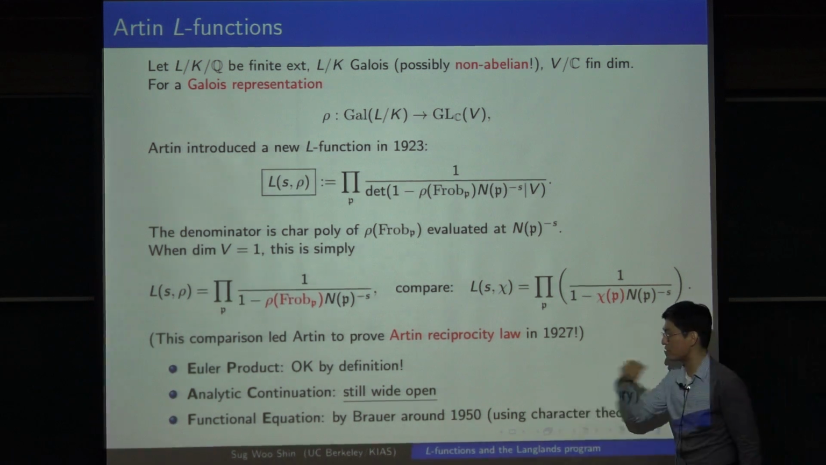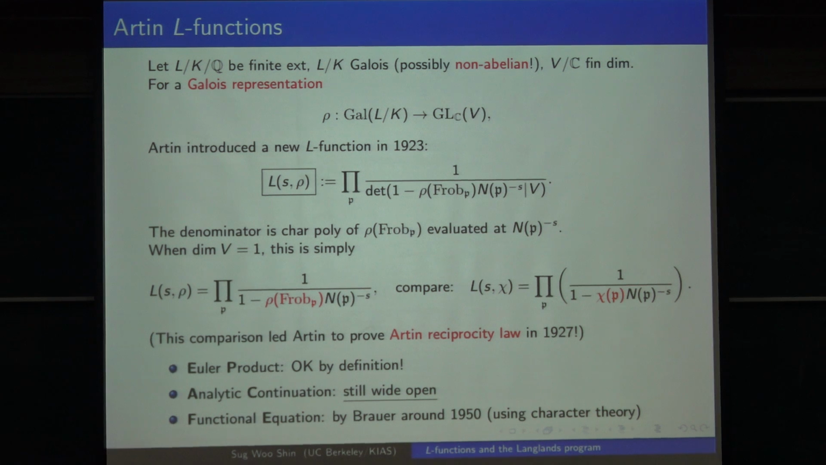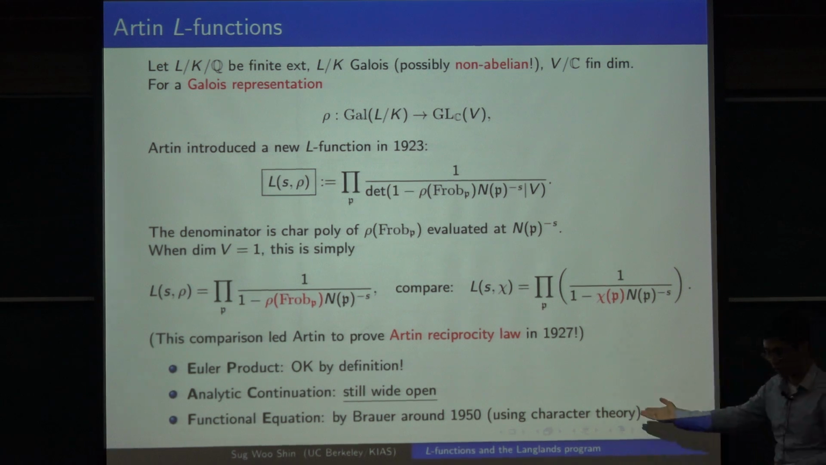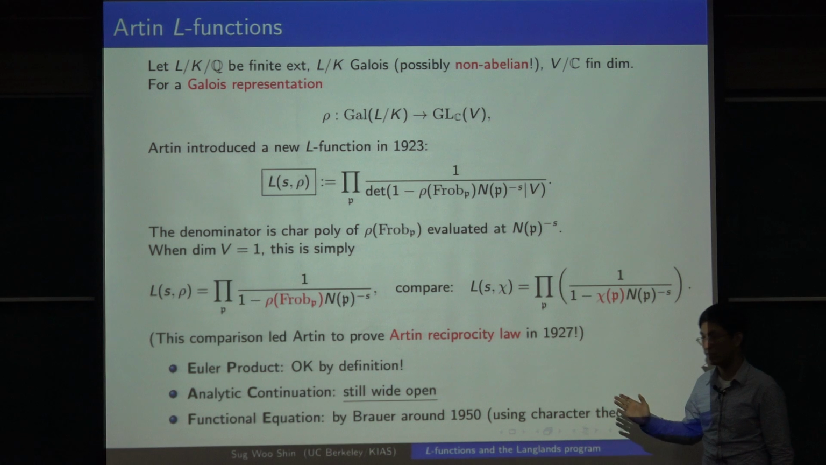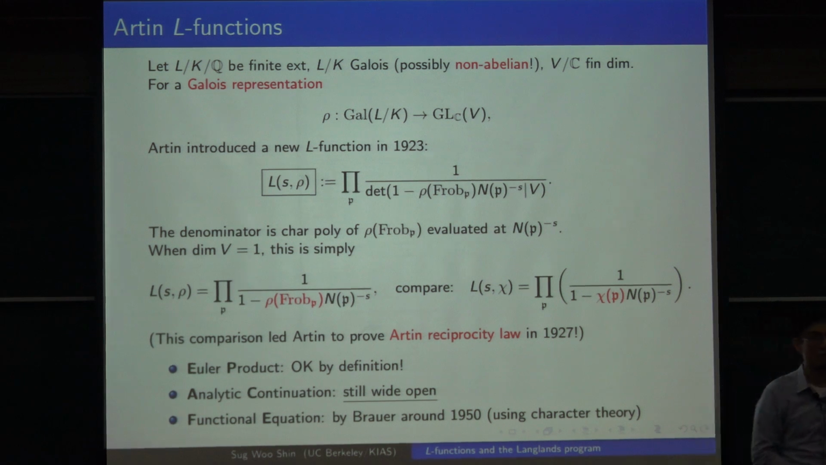And the functional equation was proven by Brauer in about 1950. That uses character theory, which is part of representation theory. The key input is the so-called Brauer induction theorem. If you take a course in representation theory of finite groups, you learn about this. And actually, it was his motivation to prove this. That's why he developed that theory.